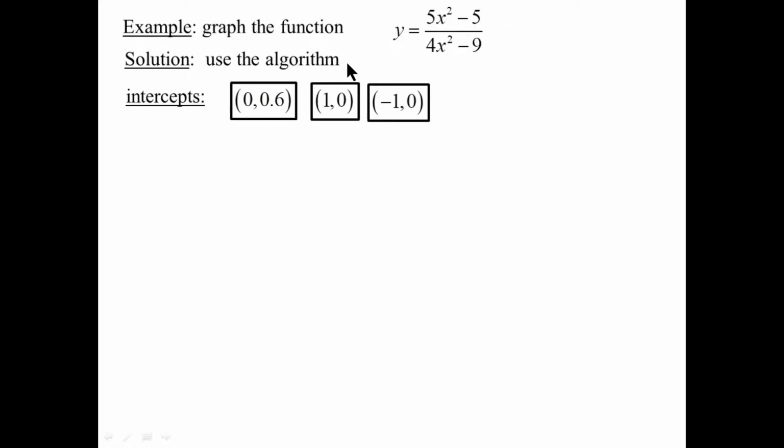Intercepts of a function. Domain, well, denominators can't be 0, so x can't be plus or minus 3/2. Because when you drag the minus 9 across and divide by 4 and then take the square root, you get plus or minus 3/2. So x cannot be plus or minus 1.5, which is 3/2.